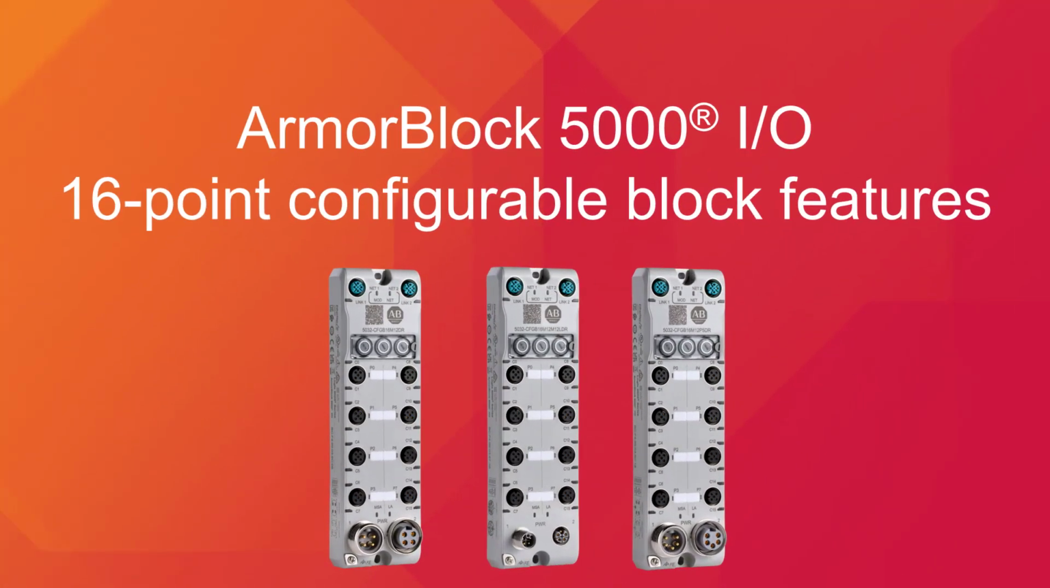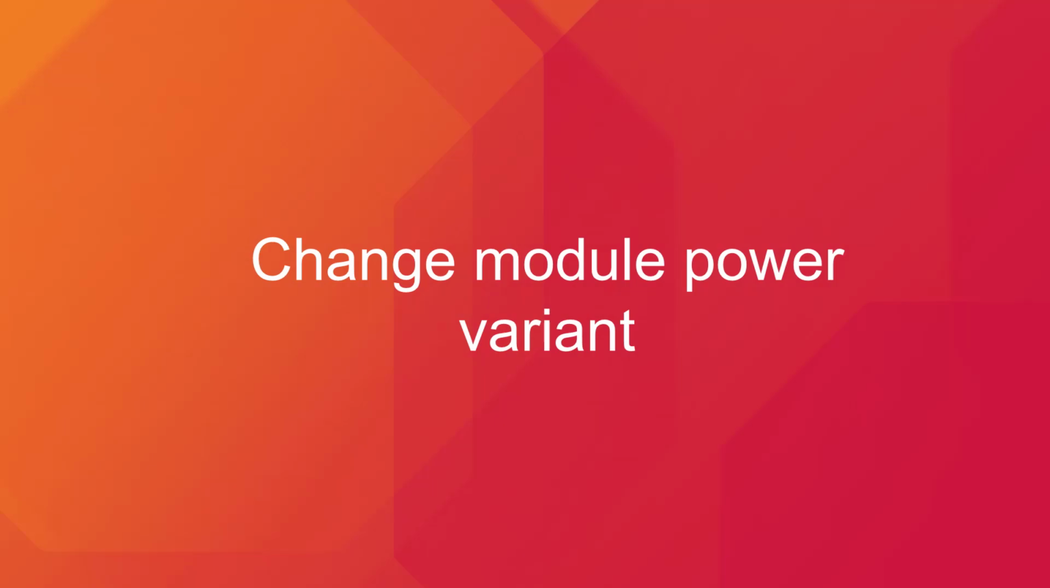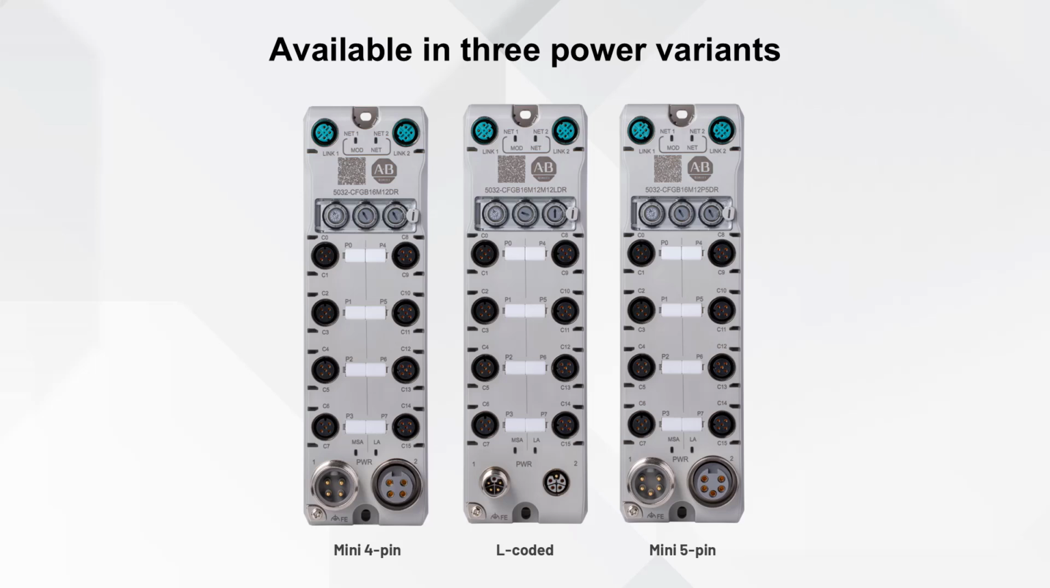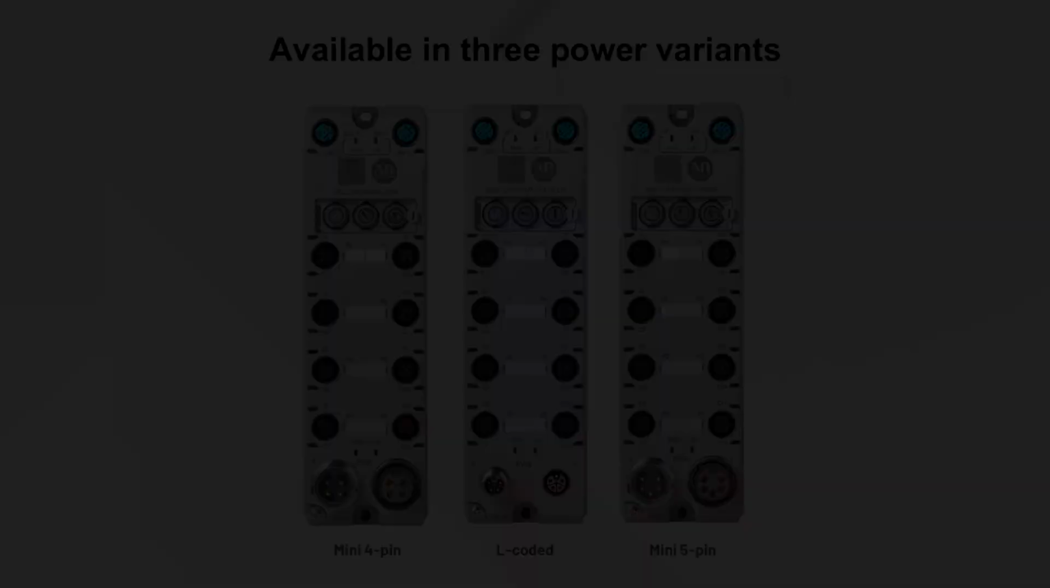This video showcases the key features of ArmorBlock 5000io 16-point configurable blocks and demonstrates the configuration workflows. First, let's explore the available power variants and learn how to change the module power variant from within your Studio 5000 Logix Designer application. ArmorBlock 5000io portfolio offers three different power variants: Mini 4-pin, L-coded, and Mini 5-pin.